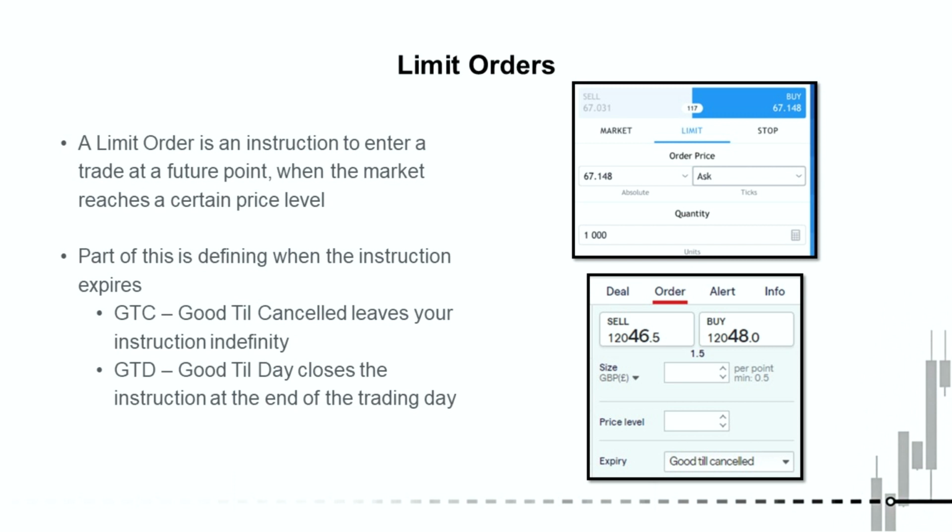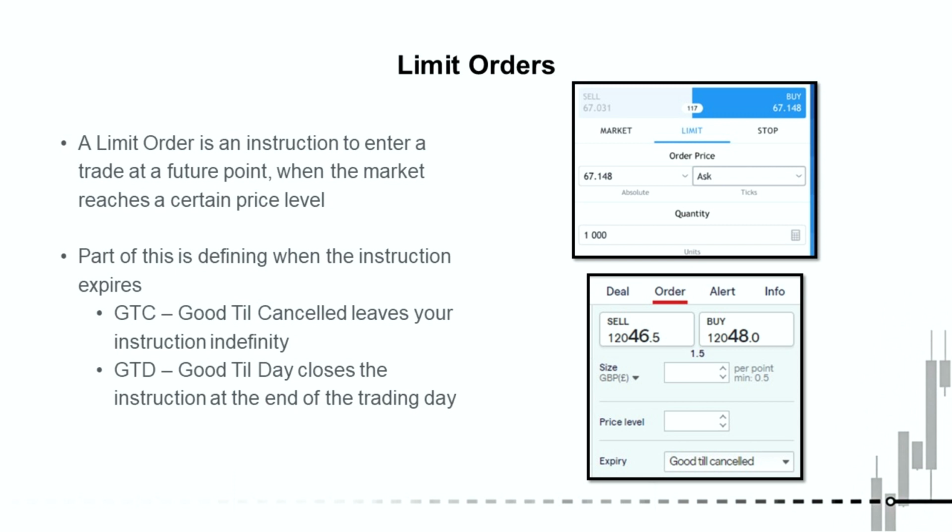So it doesn't matter how long it'll take for the market to reach the price that you've specified. The broker leaves the order sitting there to execute when the market hits that price. Another one is good till the end of the day. So basically, if it happens in that trading day, it's executed. If not, the order is wiped clean. You'd need to input it the next day.